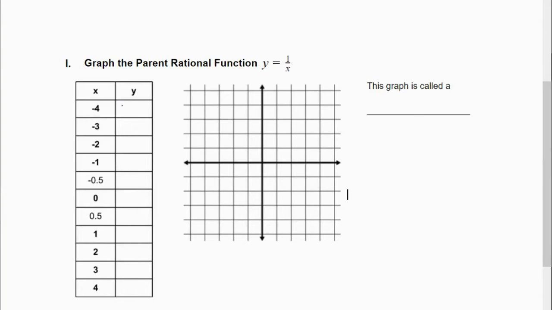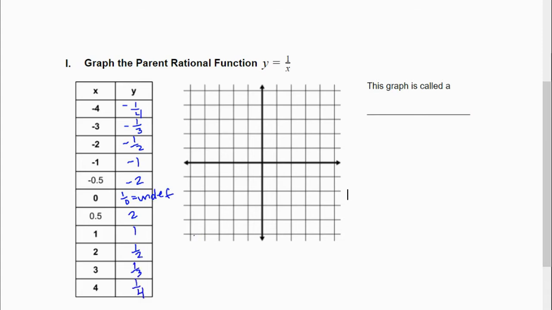So this would be negative 1 over 4. This would be negative 1 over 3. This would be negative 1/2. This is negative 1. If I take 1 over a half, that actually gives me negative 2. This is 1 over 0. 1 over 0 is not allowed, so that is undefined. Again, we have a half, so that's just going to be 2. This is going to be 1. This will be 1/2, 1/3, and 1/4.